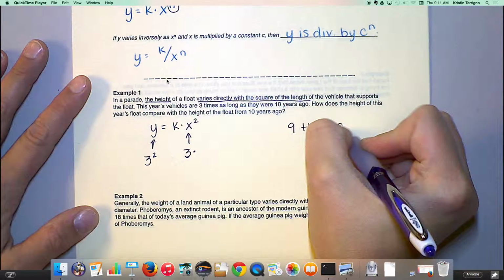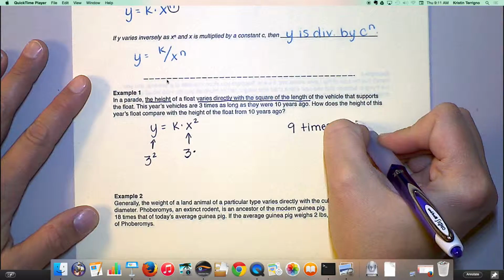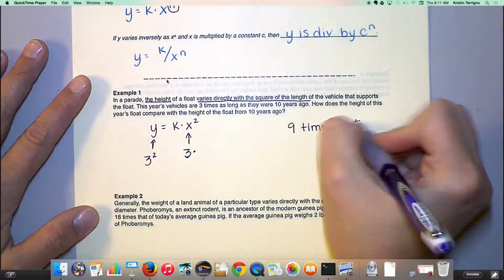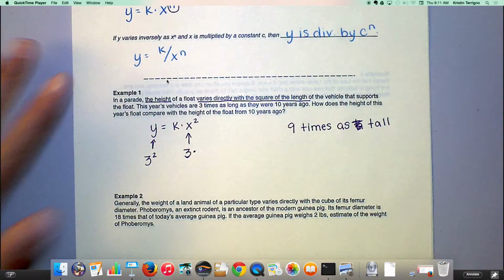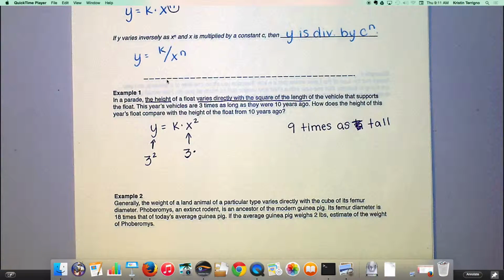So notice it's not actually asking you to find what the height will be. It's just asking what will happen to that height. If I take the length of the vehicles and triple them, then I can make my floats 9 times taller. That's pretty huge. Good? Does that make sense?